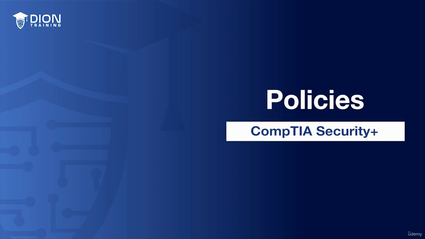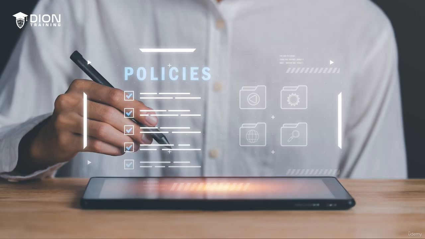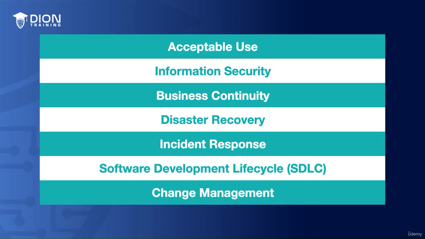Policies. In IT governance, policies serve as the backbone, guiding an organization's operations and ensuring compliance with regulations. They provide a framework for consistent decision-making and behavior. In this lesson, we are going to cover several key IT policies, including acceptable use policies, information security policies, business continuity, disaster recovery, incident response, software development lifecycle, or SDLC, and change management.